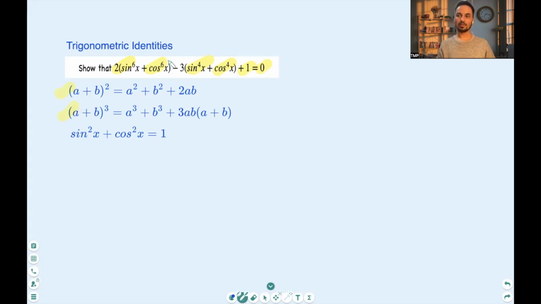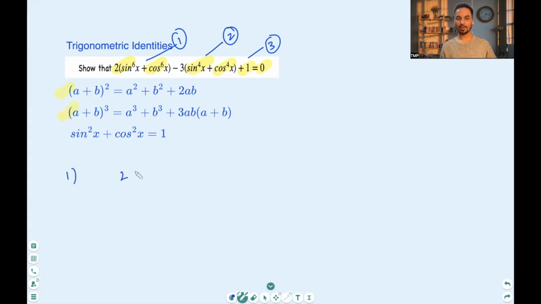We can break down the left-hand side of the equation into 3 parts. Number 1, which is 2 times (sin⁶x plus cos⁶x), number 2, which is minus 3 times (sin⁴x plus cos⁴x), and number 3 is plus 1. So we will simplify each term individually.